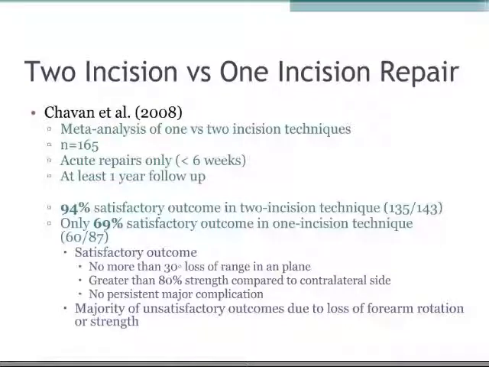Despite this, it sways people in favour of the two incisions, although it remains controversial.